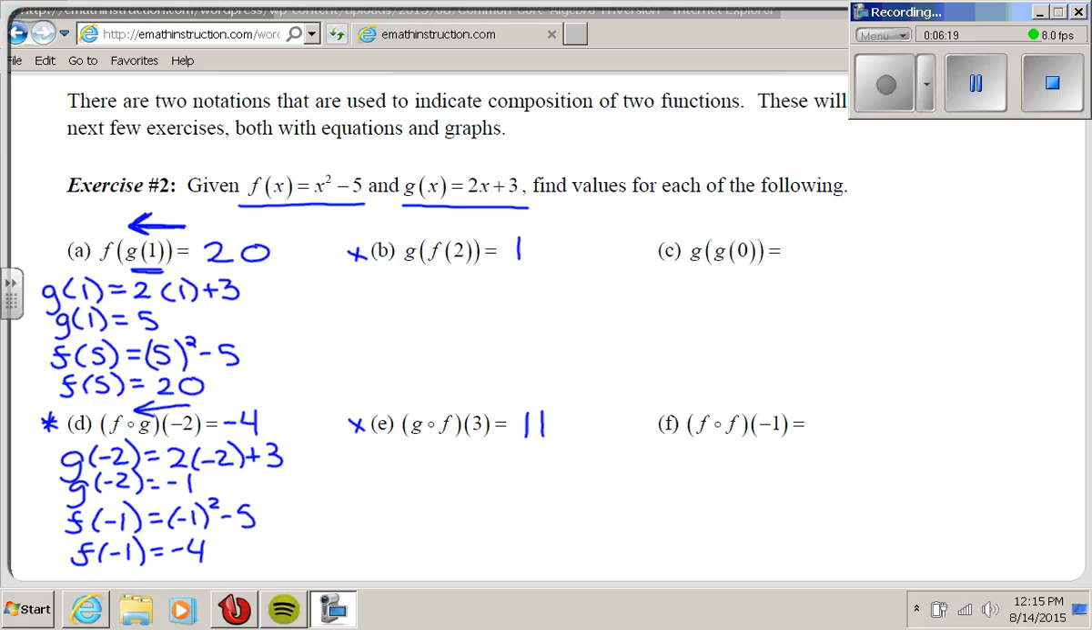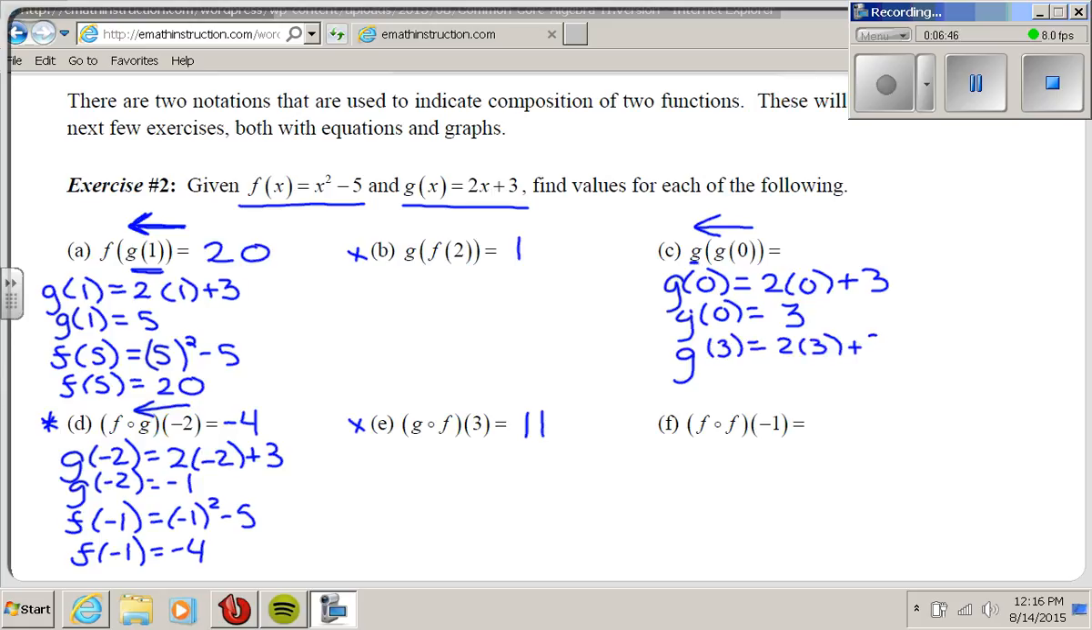Okay, so what if I want to use the same function twice? Let's say I wanted g of g of 0. Same concept, we're moving right to left. We're going to start by finding g of 0. Again, substitution. We get a value of 3. We're using that output, that 3, as my input for the next g. So g of 3, we get a value of 9.